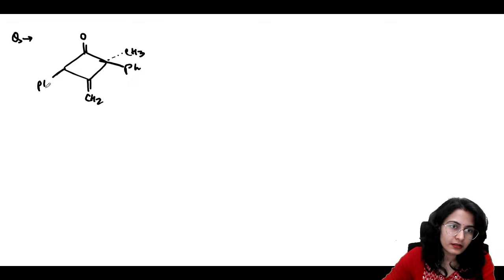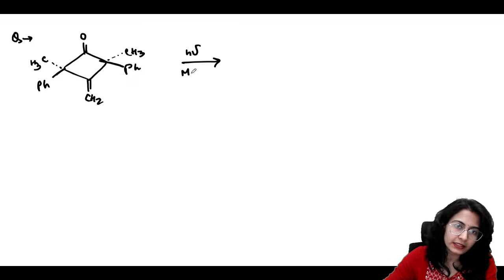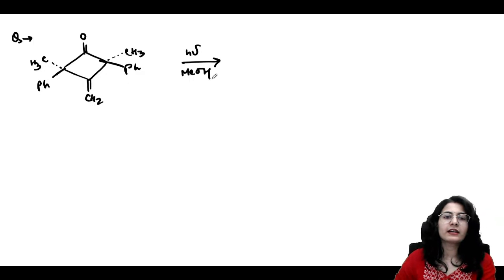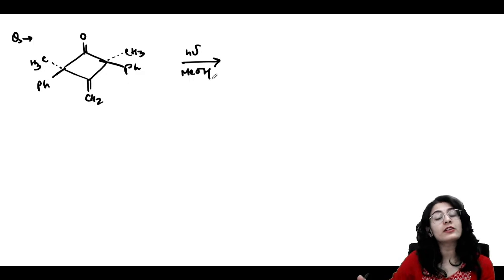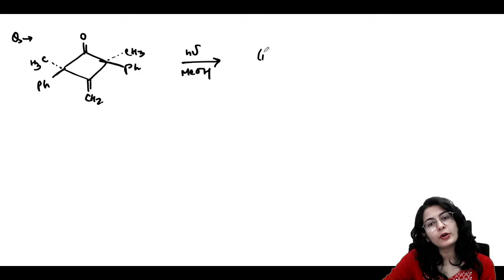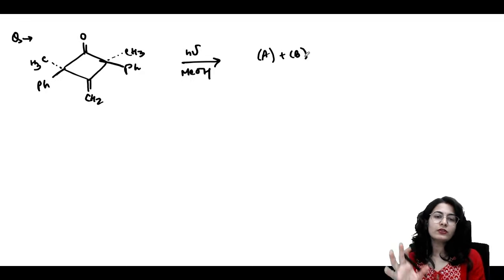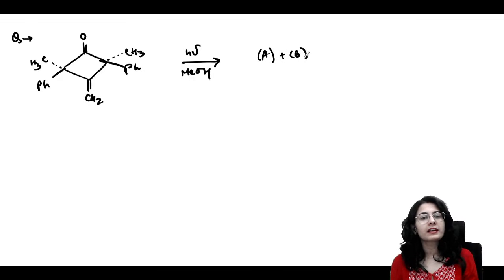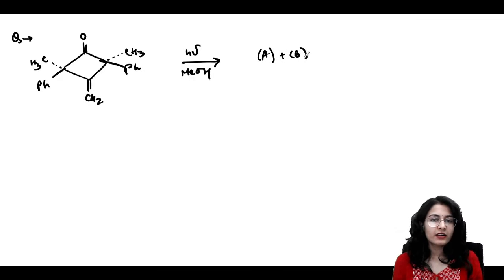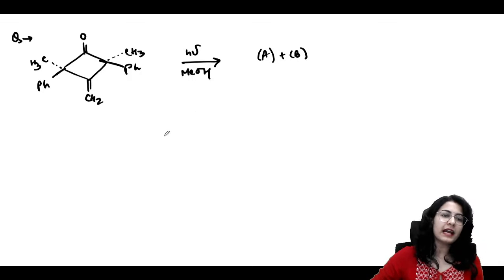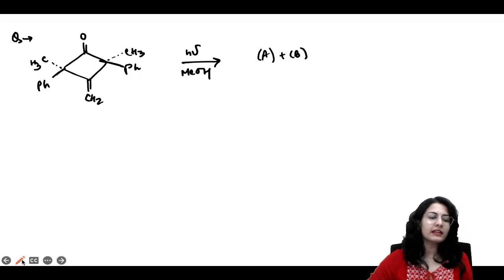Now again, we have light and we also have methanol. Okay. So we have light and we have methanol, and that is going to give you two possibilities again, A and B. So think about what the two possibilities are, and what kind of a reaction is taking place. It's a symmetrical molecule.